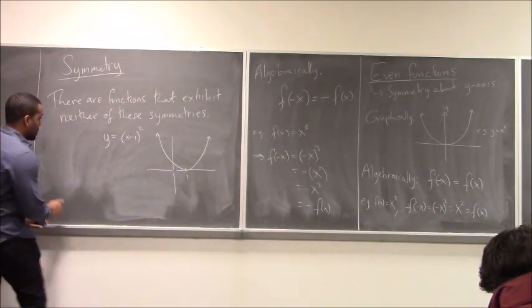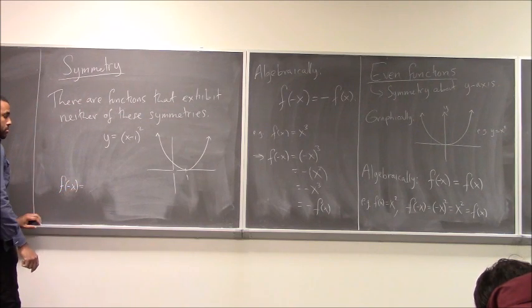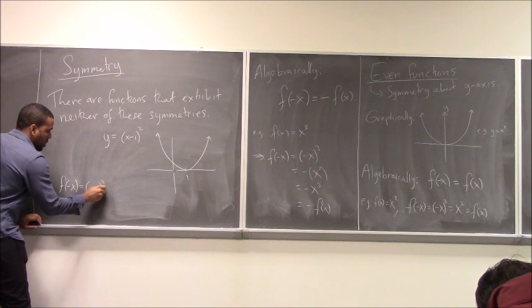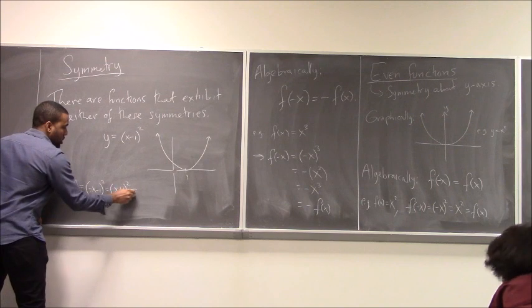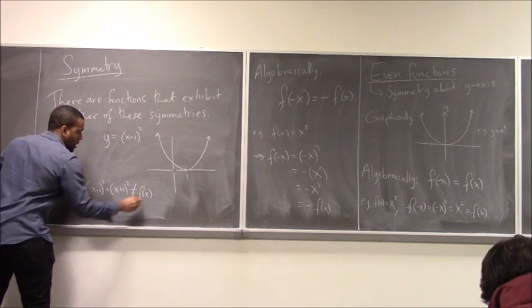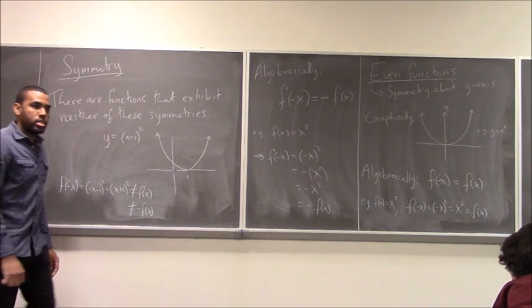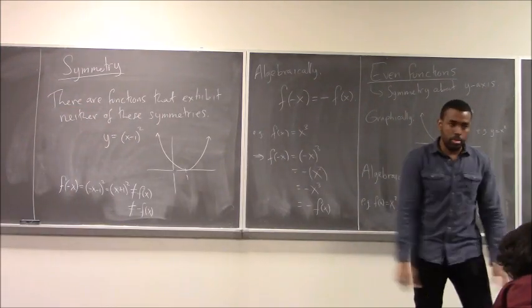You will also notice that if you take f of minus x, you will get minus x minus 1 squared, which is actually just x plus 1 squared, which is not the original function. It's also not the negative of the original function. So algebraically, it's neither of these. And graphically, you will notice that it does not have that picture.